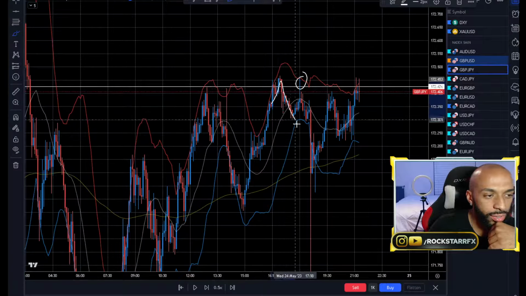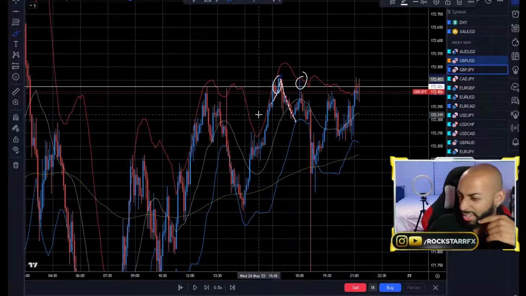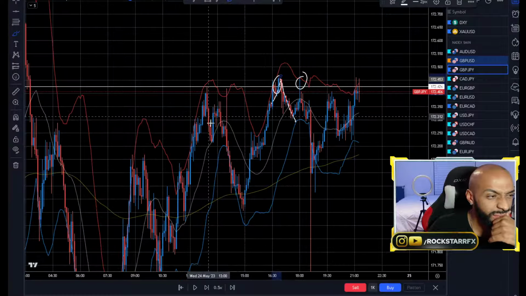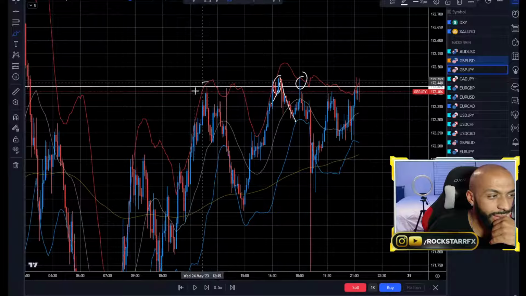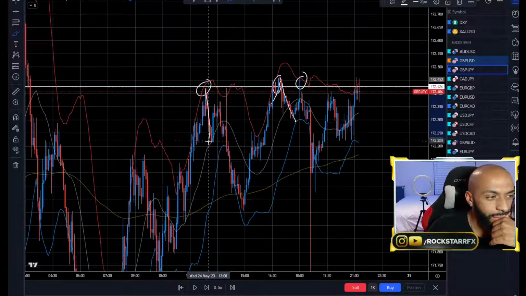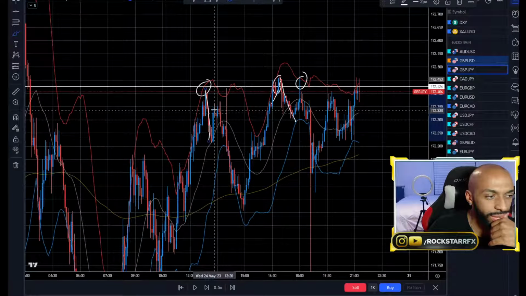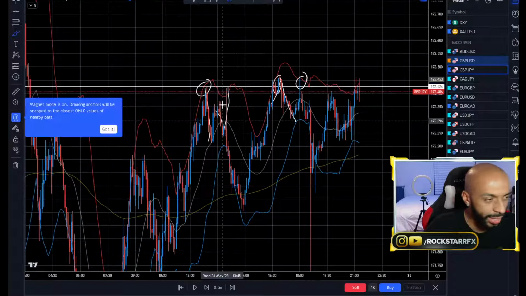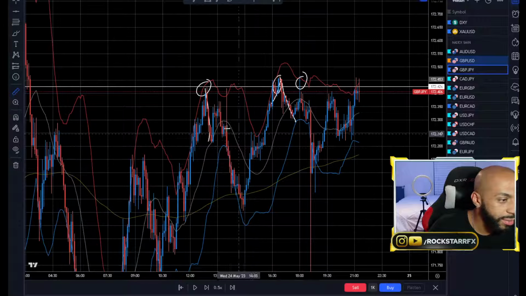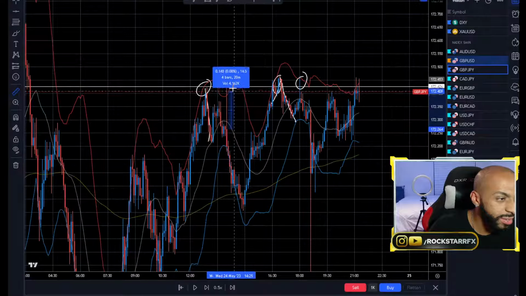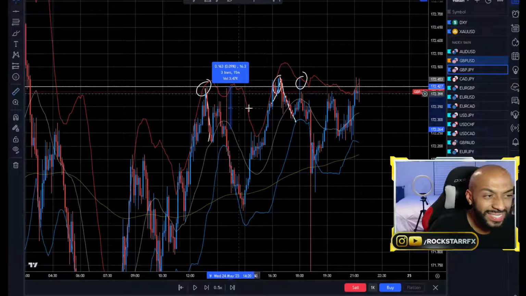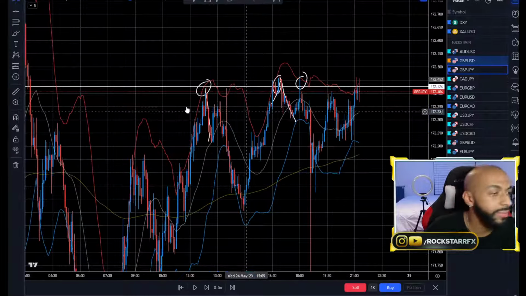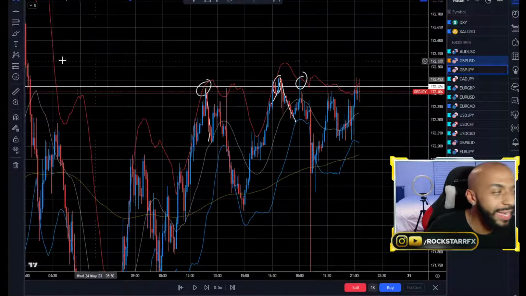Another reaction here. Boom. Reaction. Look at this. Another reaction here. Boom. Reaction. Look at this. Huge wick. All the way. Nah, we got to see how many pips that is. This looks crazy. A 16 pip wick. All the way to that same price.